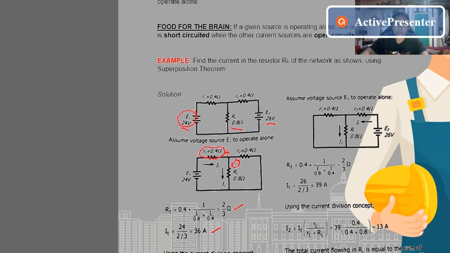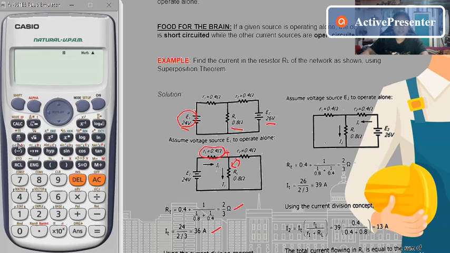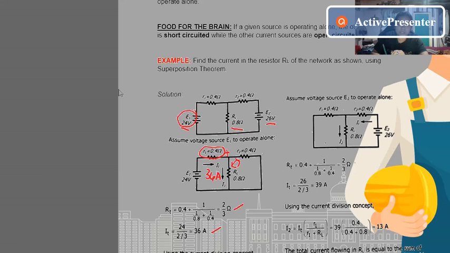So, solving for I total. E sa itong voltage na operate alone which is 24 divided by sa total resistance nga 2/3. So, our total current will be 36 ampere. So, ang kaning nag-travel sa atong total current is 36 ampere.